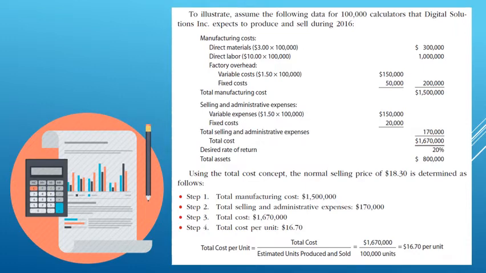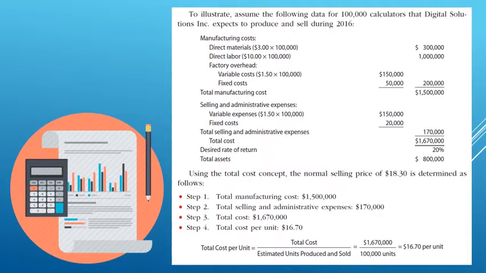To give an illustration, Digital Solution Incorporated is expecting to produce and sell 100,000 calculators. Let's say the direct materials is $300,000, the direct labor is 1 million, and the factory overhead, including the variable and the fixed cost, is $1.5 million.